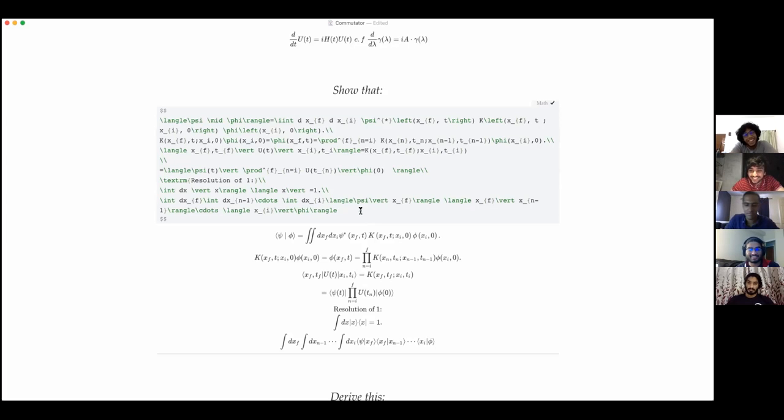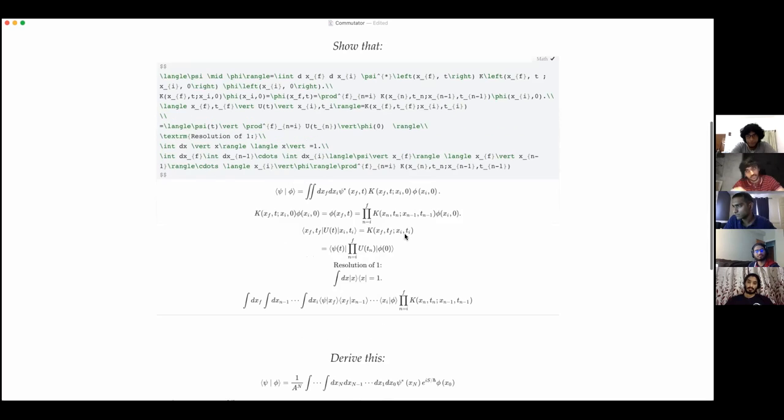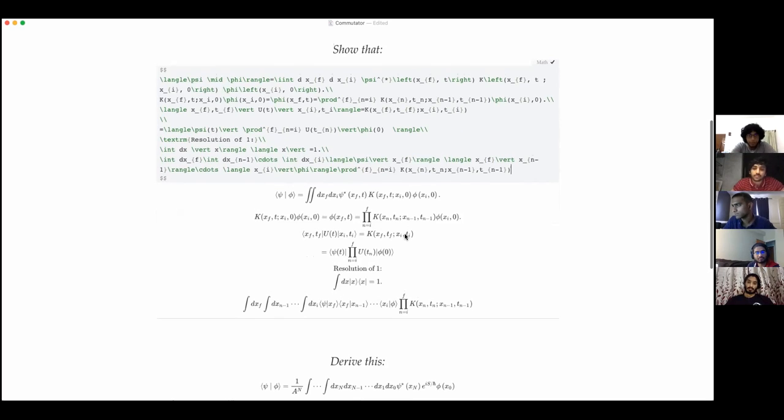Sorry for that. But now we have a product of these k's, right? So basically we have a product as we did before, of n equals i to f, as we remember. And we have, let me just copy it from the above line, these arguments.